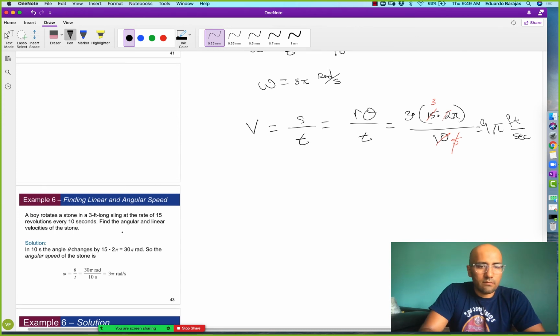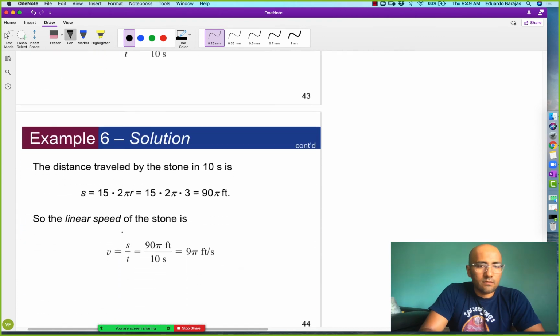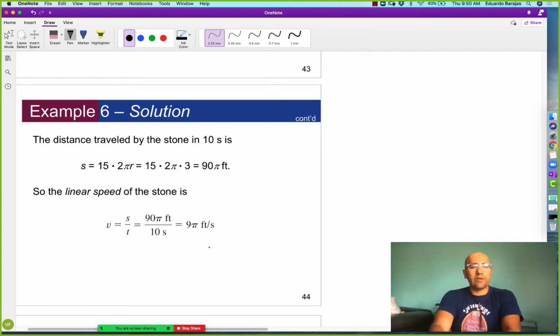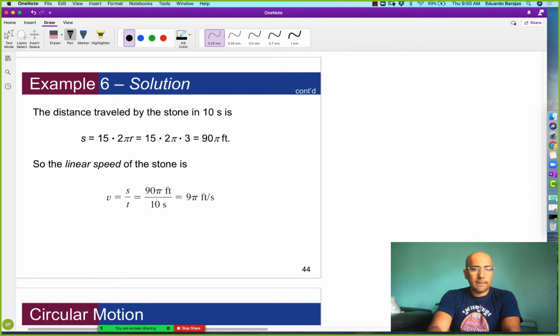Let's just look at the author's work here. So the distance traveled in 10 seconds is s equals 15 times 2 pi r, where this is our formula for s. And so it traveled 90 pi feet, and in 10 seconds we get 9 pi feet per second. Okay, any questions about that?